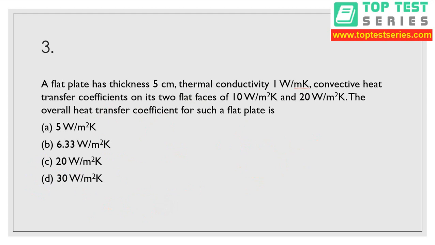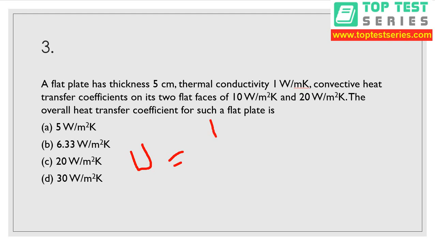Question number 3. A flat plate has thickness 5 centimeter, thermal conductivity 1 watt per meter Kelvin, and convective heat transfer coefficients on its two flat faces of 10 watt per meter square Kelvin and 20 watt per meter square Kelvin. The overall heat transfer coefficient for such a flat plate is. So we have to find out the overall heat transfer coefficient, which is denoted by U.